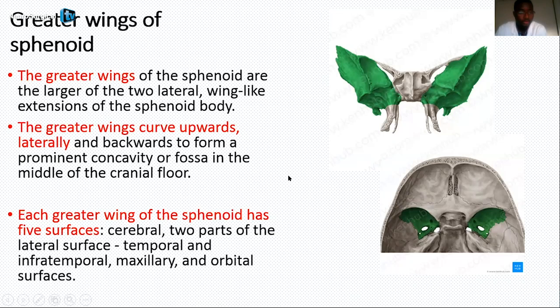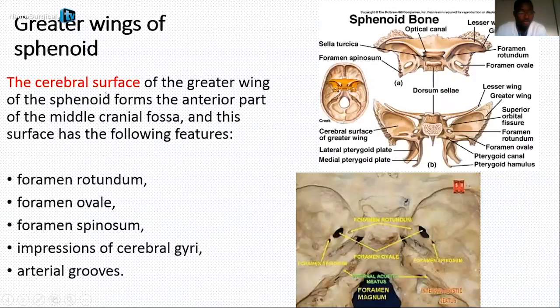The cerebral surface of the greater wings of the sphenoid forms the anterior part of the middle cranial fossa, and this surface has the following features, like you can see: the foramen rotundum, the foramen spinosum, the foramen ovale, and impressions of gyri and the arterial groove.